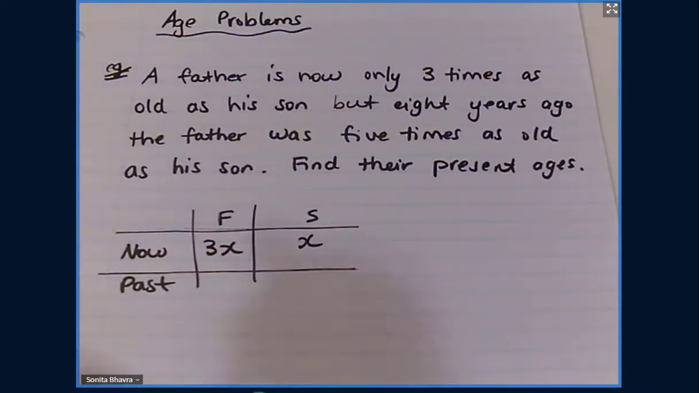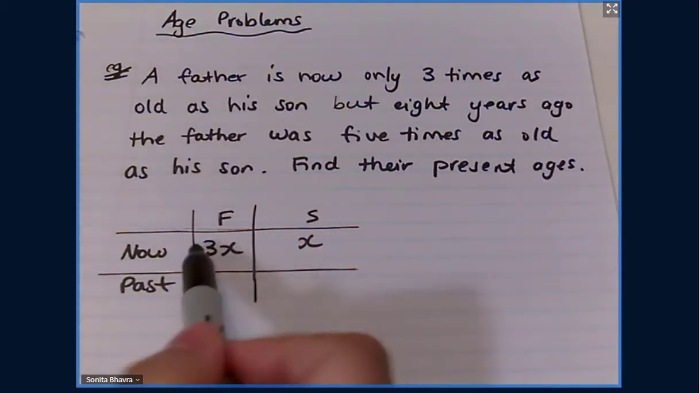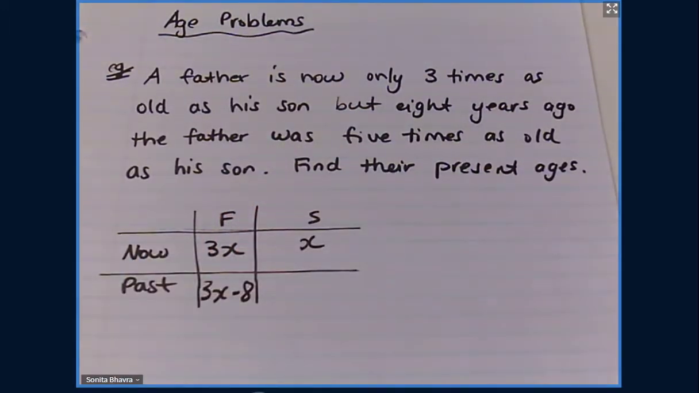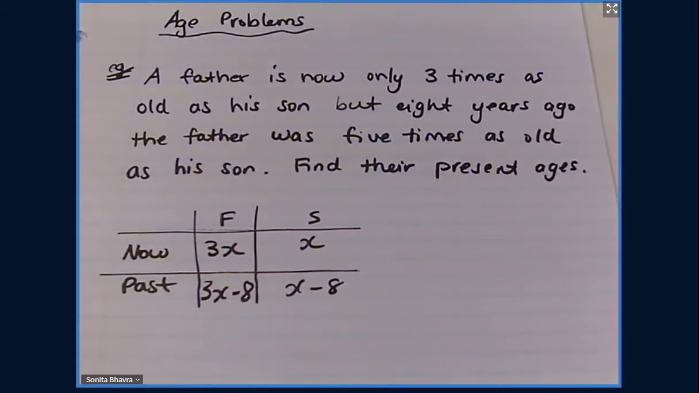But 8 years ago, so that's the part where we're looking at the past. So when we talk about 8 years ago, we have to take the 3X and subtract 8 to show that 8 years ago. And same thing with the son, x minus 8 as well. All right, the other thing we know is that 8 years ago, the father was 5 times as old as his son. So we do have to represent that as well.